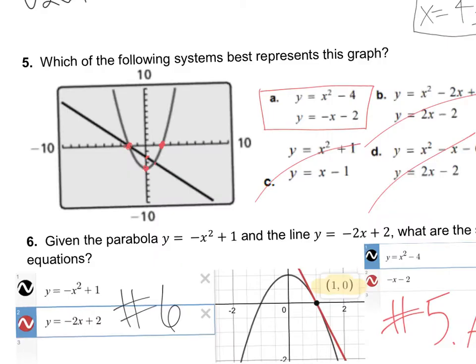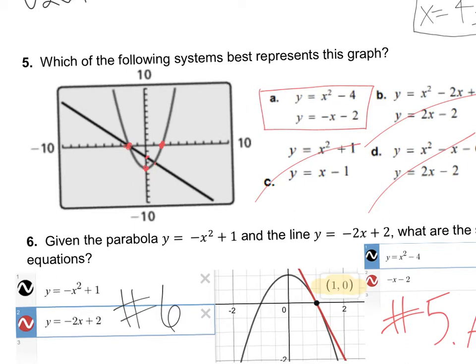So for number 5, it says, which of the following systems best represents this graph? If you can't identify the attributes from the equations, then what you'll want to do is type it into your graphing calculator, and you'll have to test each answer choice.